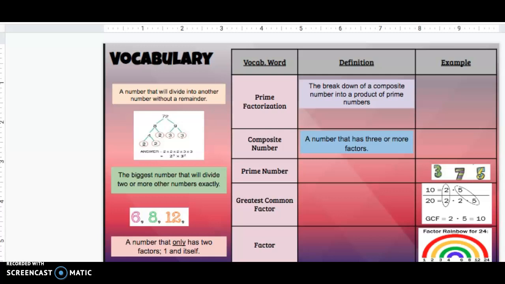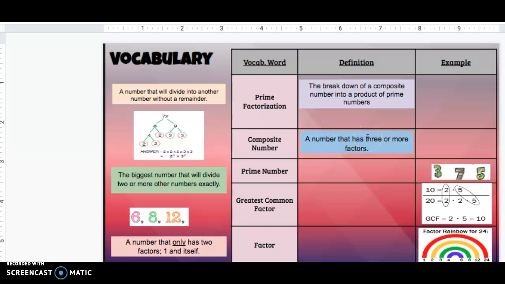Okay, so vocabulary looks a lot like yesterday's vocabulary, but we have 3 different words. Okay, so let's start with the words that we know. We did composite number yesterday, a number that has 3 or more factors.